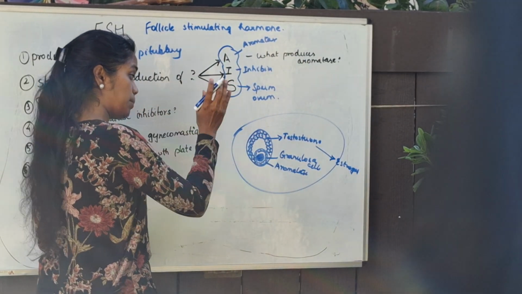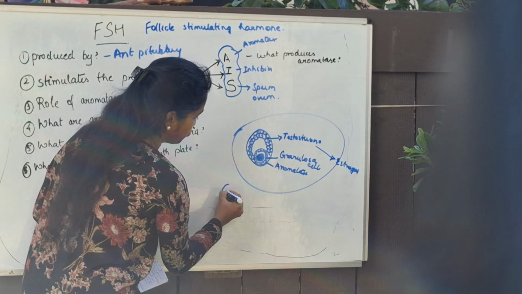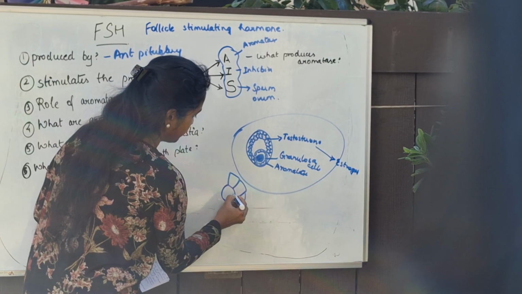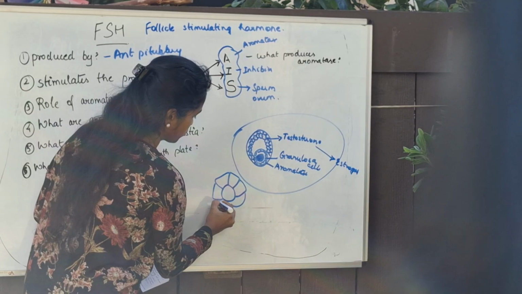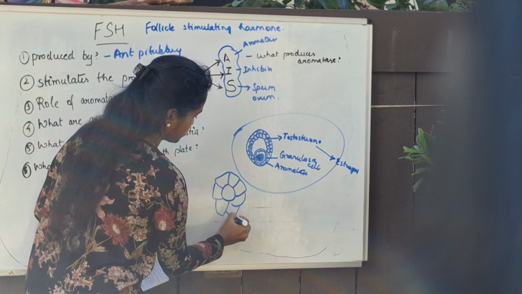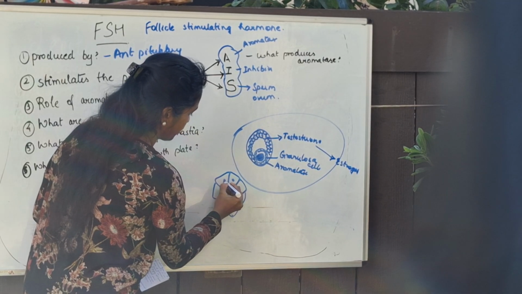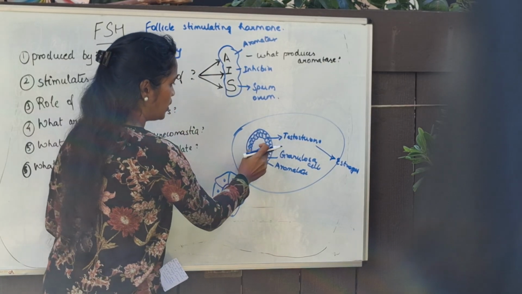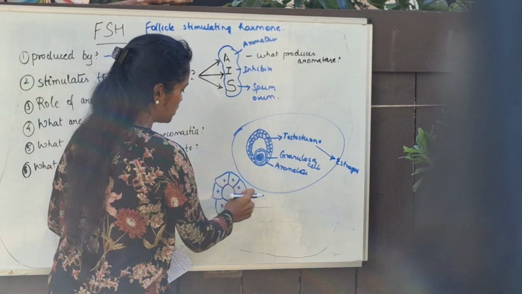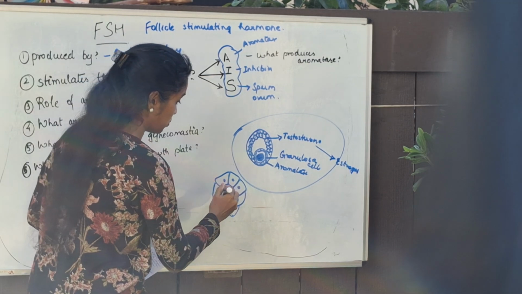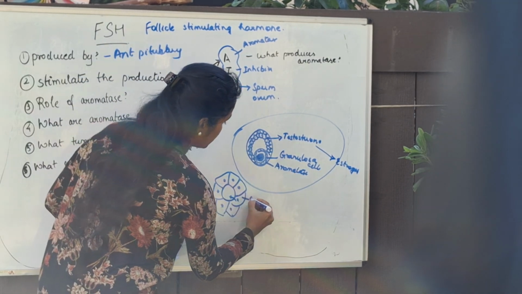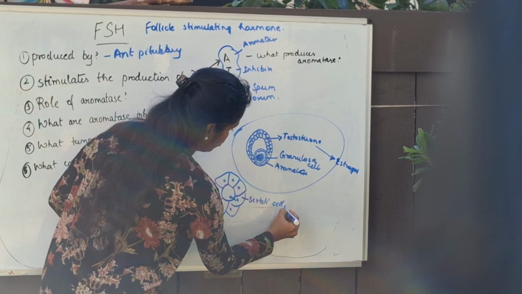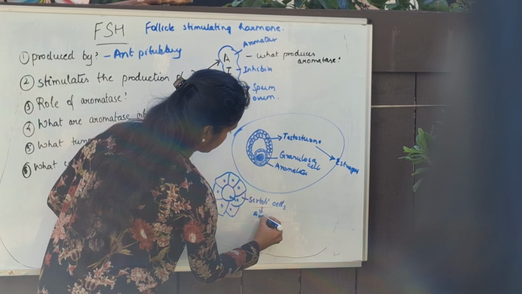Whereas in males, let's see a cross section of the seminiferous tubules. We have the Sertoli cells. The Sertoli cells will be producing the sperm. Just like how the granulosa cells are producing the ovum, the Sertoli cells are necessary to produce the sperm. In addition to it, the Sertoli cells will also be producing aromatase.